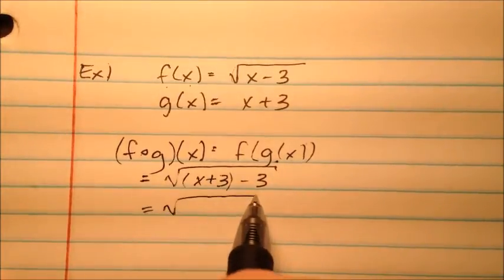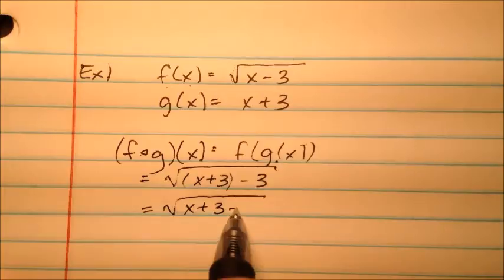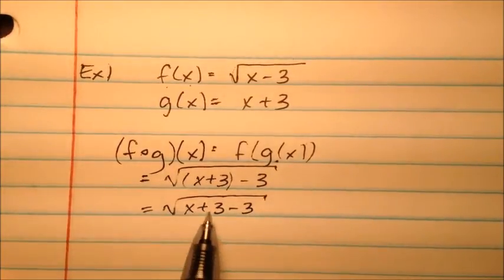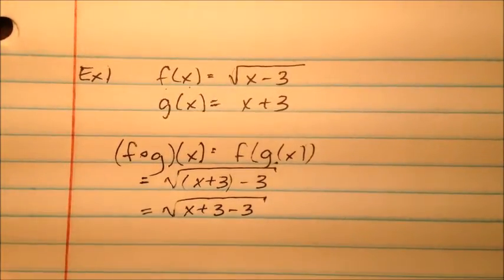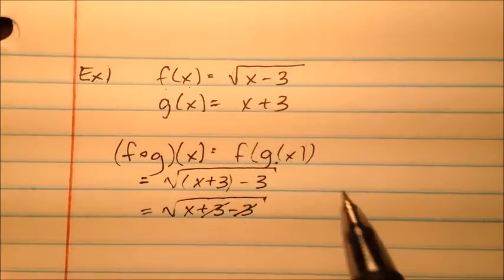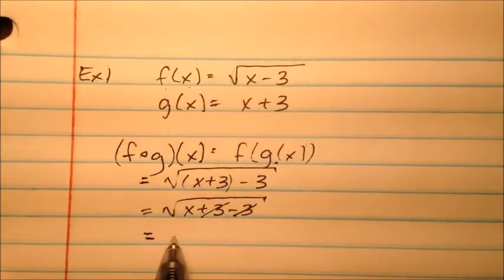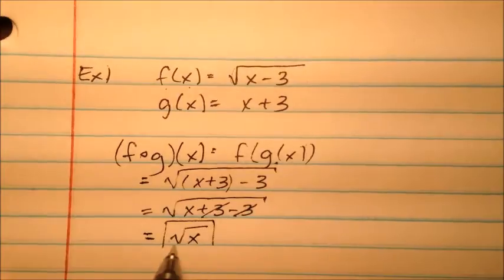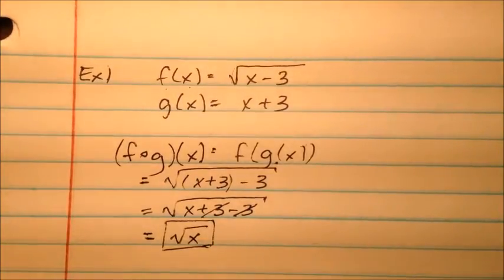So when I look at this now, without the parentheses, it's x plus 3 minus 3. And the plus 3 and the minus 3 are both inside the square root together, so they actually cancel one another out. So what I'm left with is just the square root of x. So the first composition, f circle g of x, is just going to be the square root of x given these two functions.